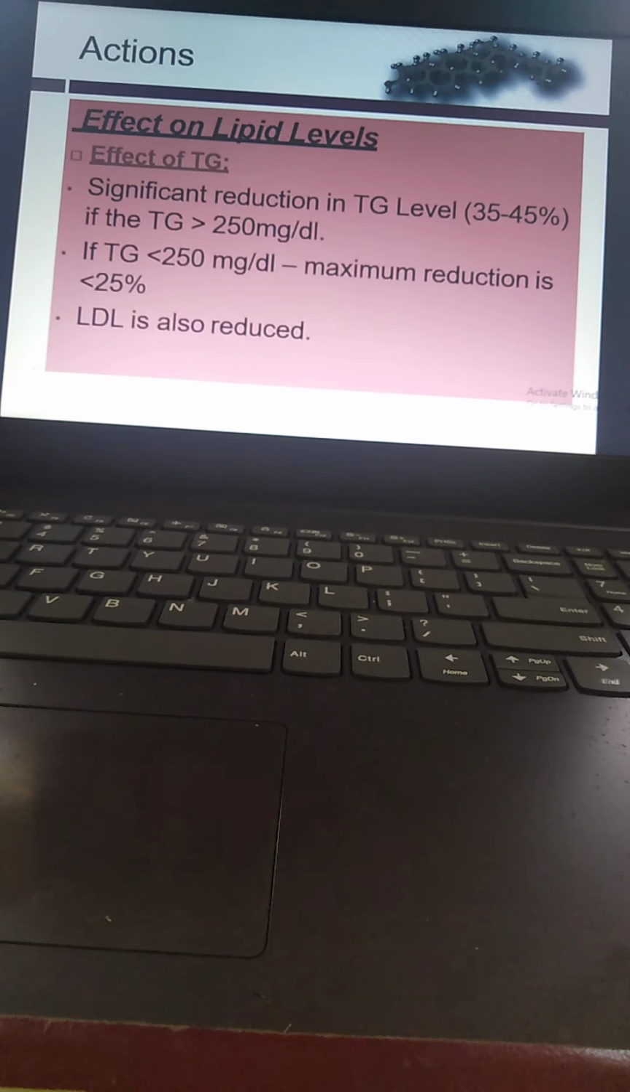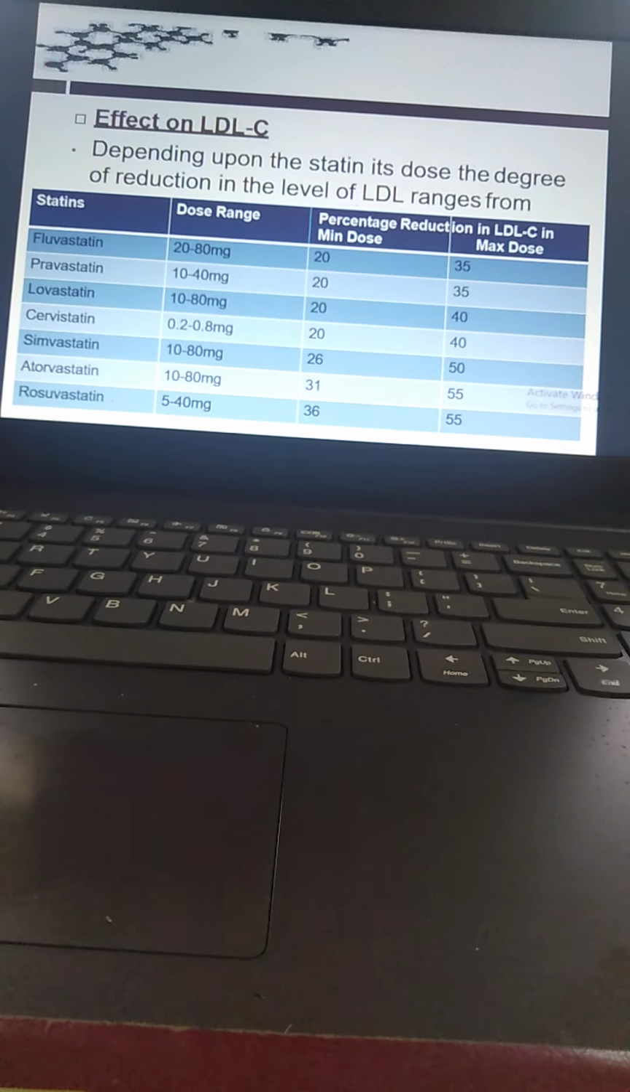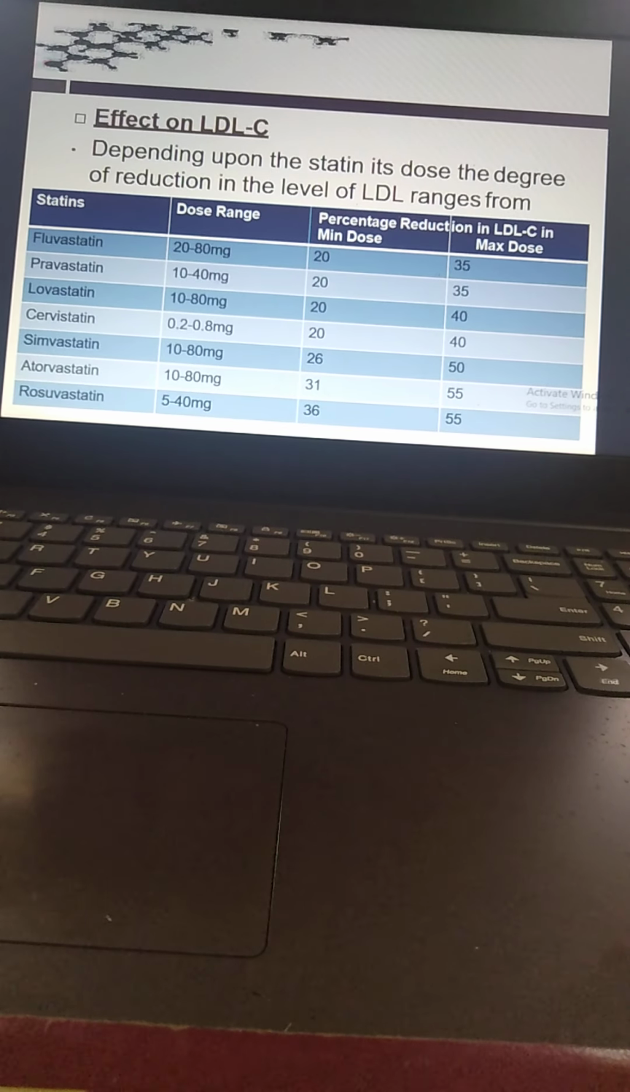This happens if the TG is more than 250. If TG is less, the maximum reduction is 25%. So the higher the level of TG at baseline, the greater the effect. If it is less, the effect is less. LDL is also reduced here. So these are the different effects on LDL depending upon the statin and its dose; the degree of reduction in the level of LDL ranges from the following.